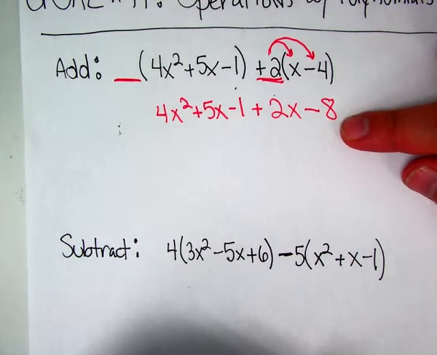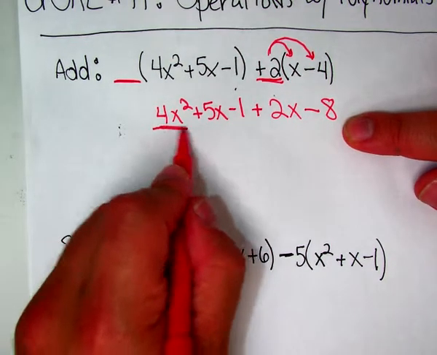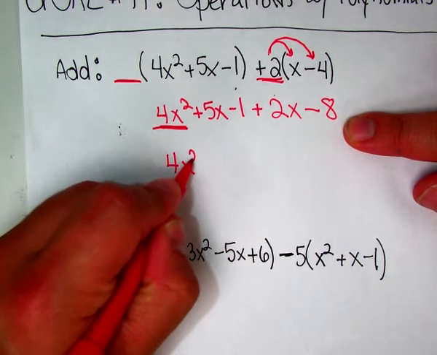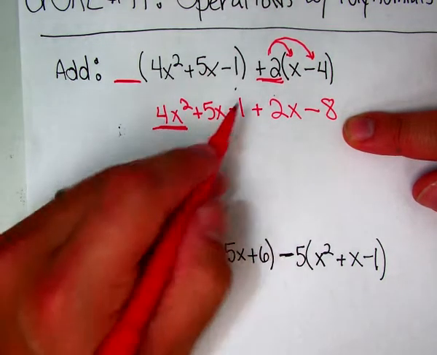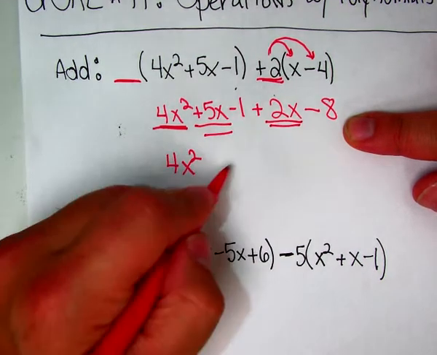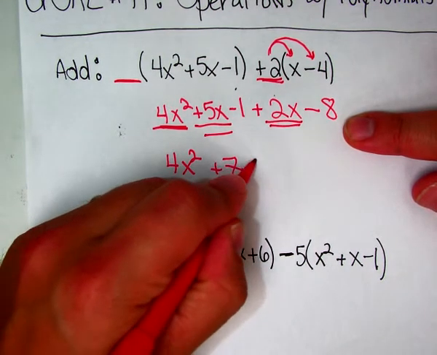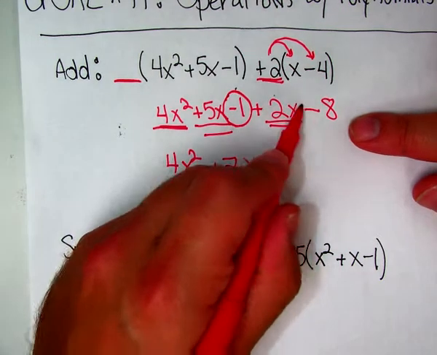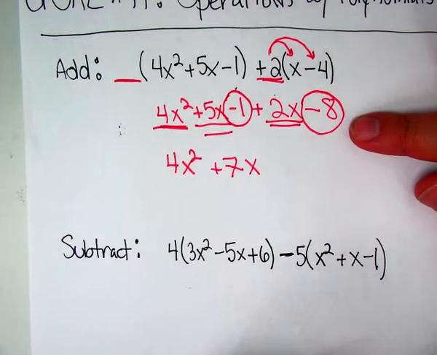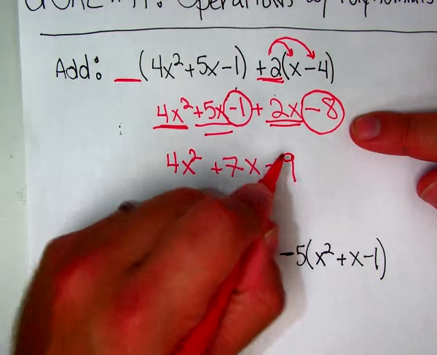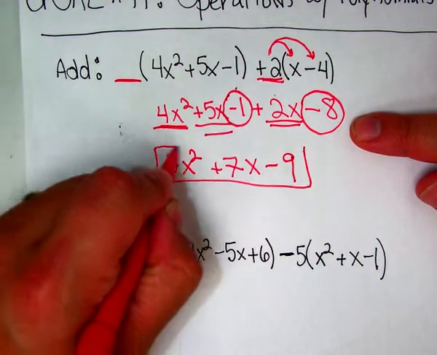So from here, let's combine like terms. If we have 4x squared, there's no other x squared in here. That means the answer is simply 4x squared. If we look at our x's, we have 5 x's and 2 more x's. That means that we have a total of 7 x's. And then the last part, we have a negative 1 and a negative 8. So negative 1 and a negative 8 together are negative 9. That's your answer for addition.